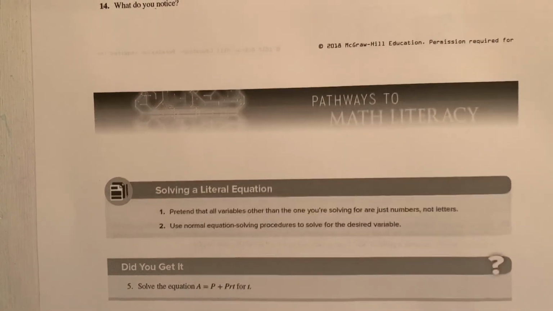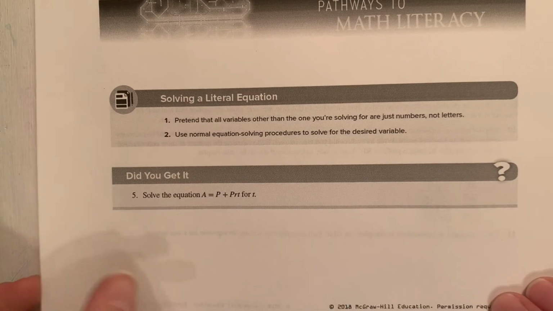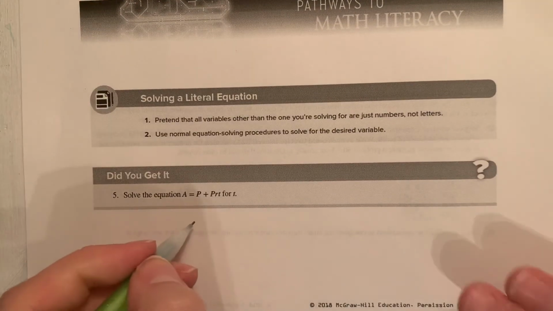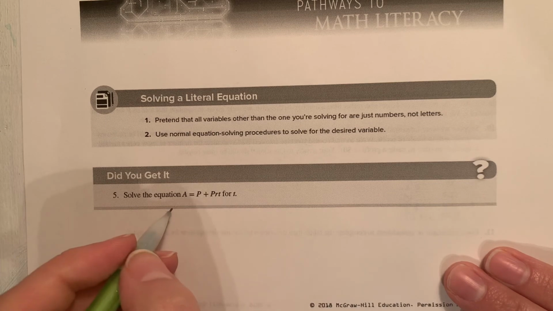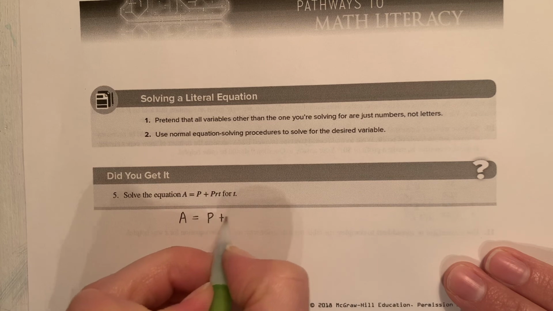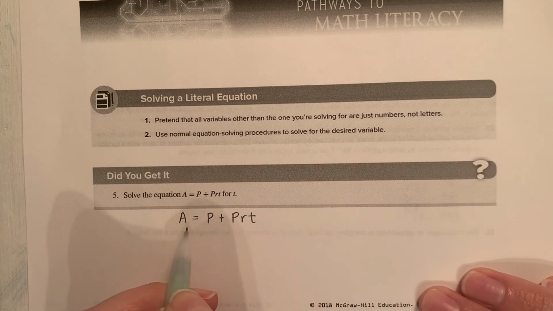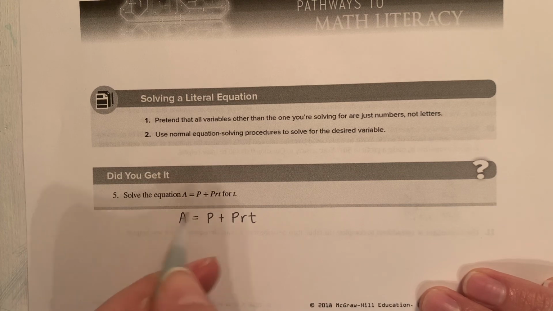All right, what I'd like you guys to do is to now try the Did You Get It, which can be found on page 319. And pause the video, give it a try, and then unpause the video and see how you did. So the Did You Get It, they give us the simple interest formula. This is hopefully familiar. And it says to solve the equation for t.